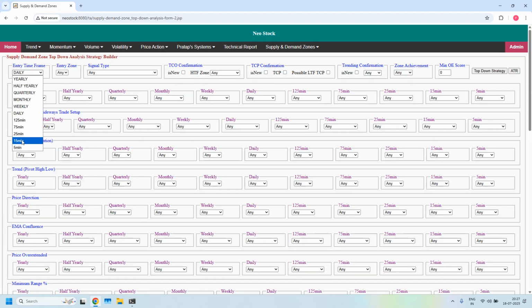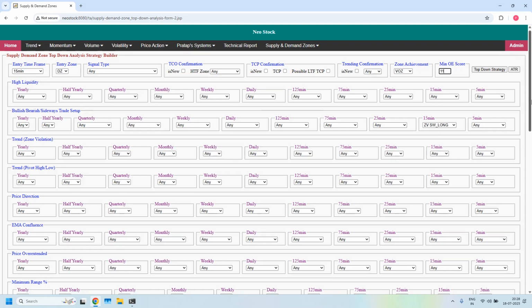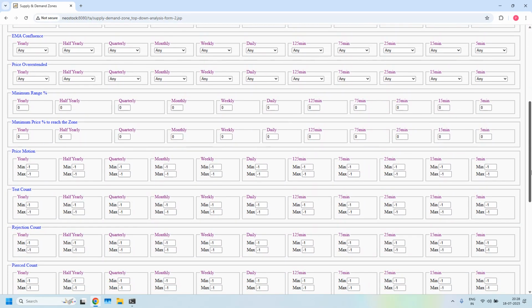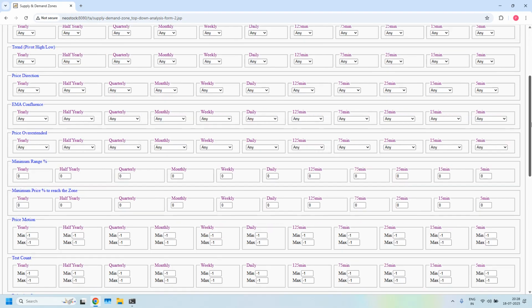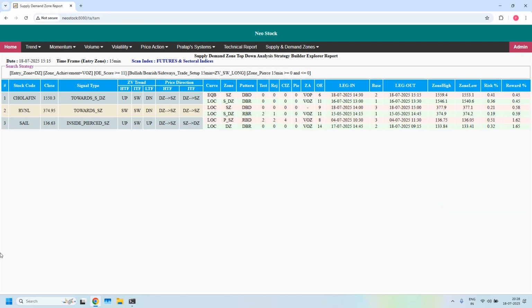Entry time frame is 15 minutes. Entry zone, demand zone. Bullish, bearish, sideways at 15 minutes. I am selecting sideways long. Zone achievement violated, opposing zone. Minimum odd enhanced score 11. And 15 minutes demand zone should not be pierced. So in the pierced count parameter at 15 minutes time frame, I am setting minimum value 0 and maximum value 0. With these filters, we got 3 stocks.